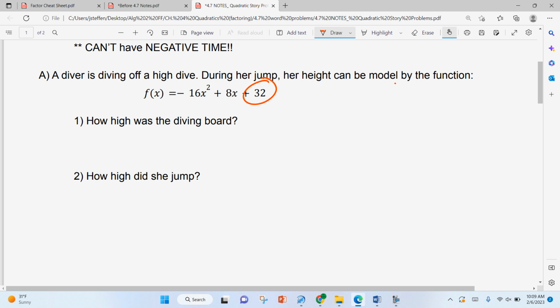The only time it's not is if something's in vertex form, and we won't go over that. So the y-intercept is always that constant at the end.